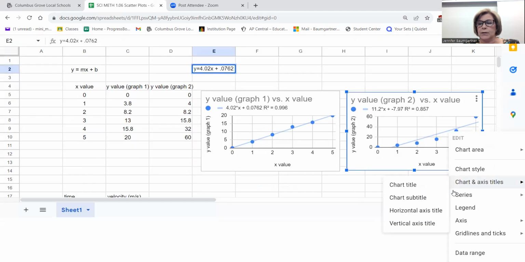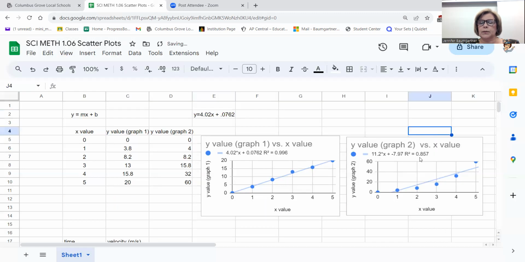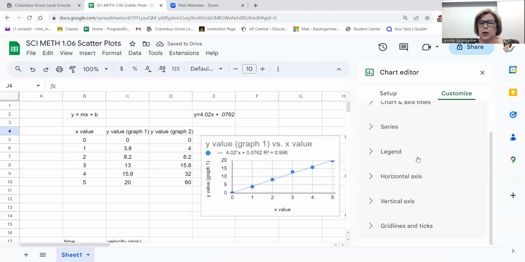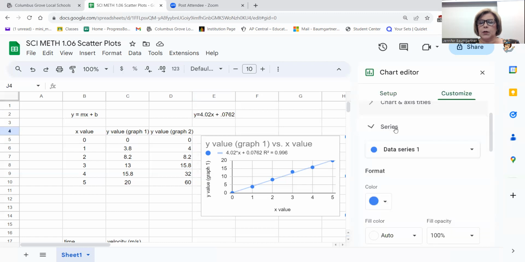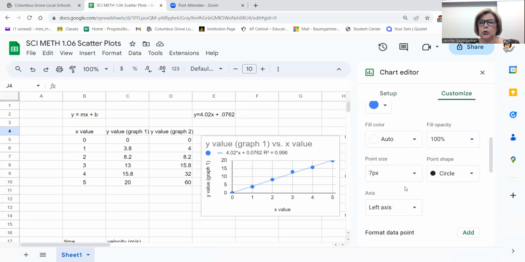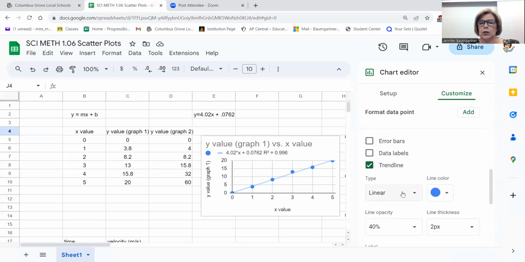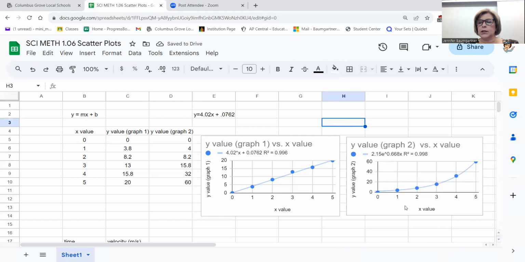I'm going to go into this graph and I'm going to change it a little bit. I'm going to change it from linear to exponential, and look what happens. Ooh, that's much better. Now the line goes through the points. Because this doesn't have a linear relationship, this has an exponential relationship, and look what happened to my correlation coefficient.